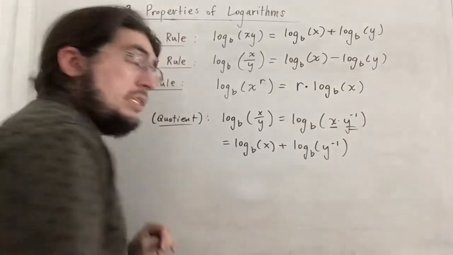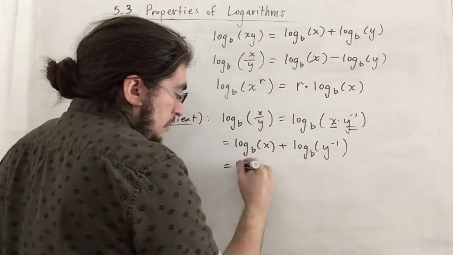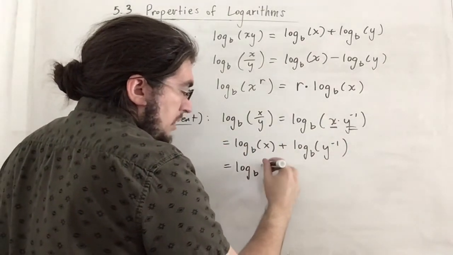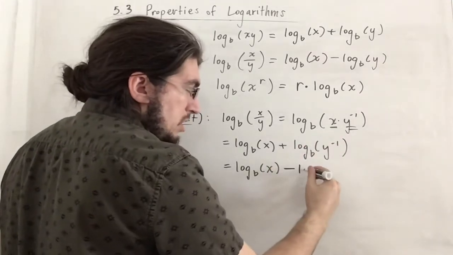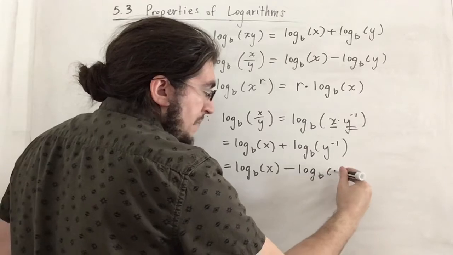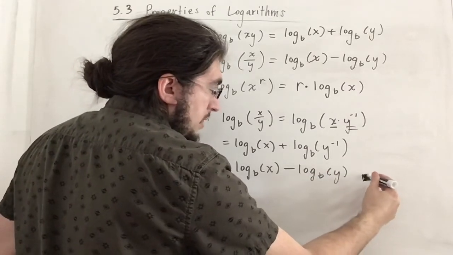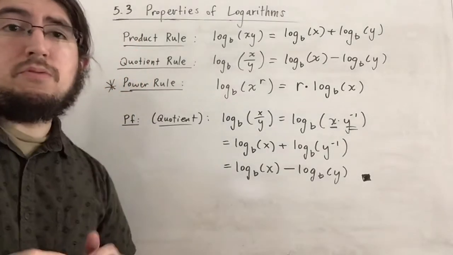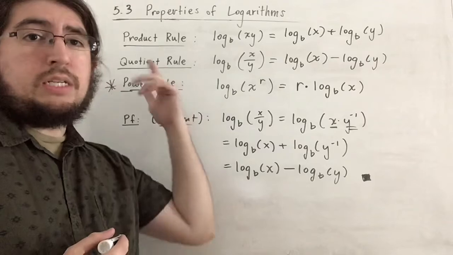And now using the power rule, this power negative 1 can be popped out as a multiplier. So this is log base b of x plus negative 1 times this. So in other words, just minus log base b of y. And there we go. It's a pretty short proof. And that completes this. I'll write that box here. But that proves the quotient rule. Now I'm going to erase all of this and do some examples using these rules.